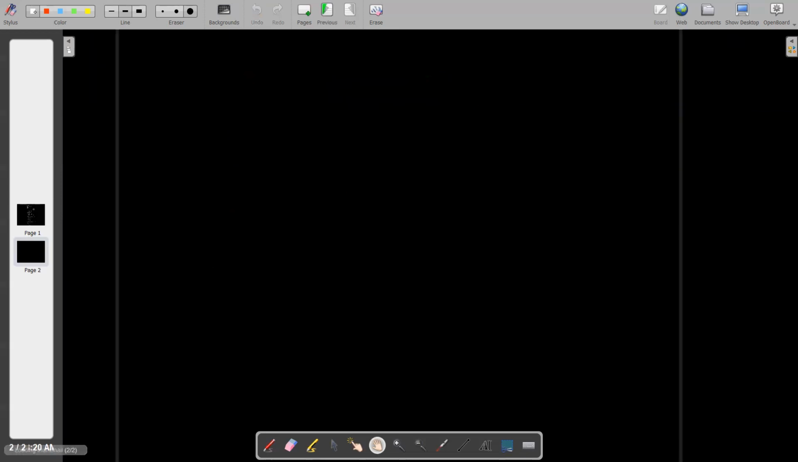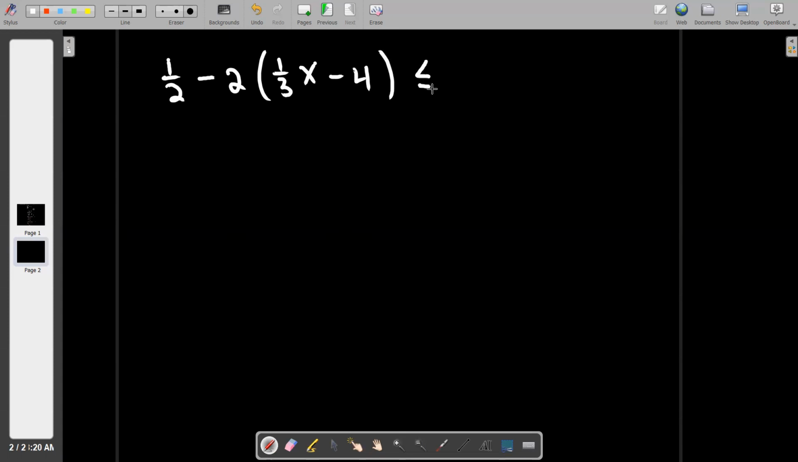All right, two more. And you know these are going to have fractions in them, so enjoy. That is 1/2 minus 2 times 1/3 of x minus 4 is no more than 3 times the quantity of 1/2 of x minus 1, closed quantity, plus x.